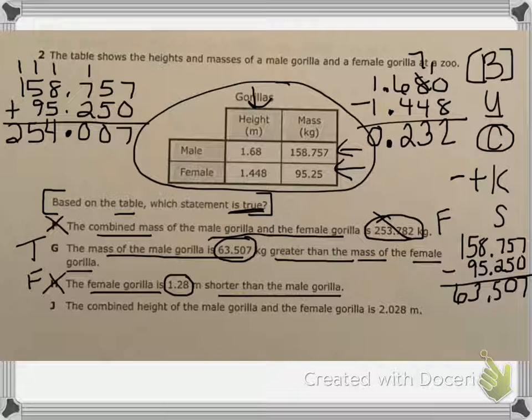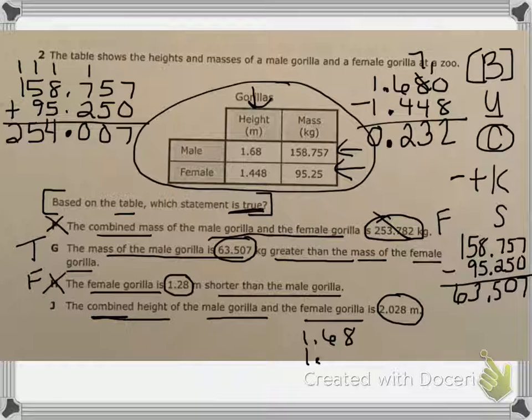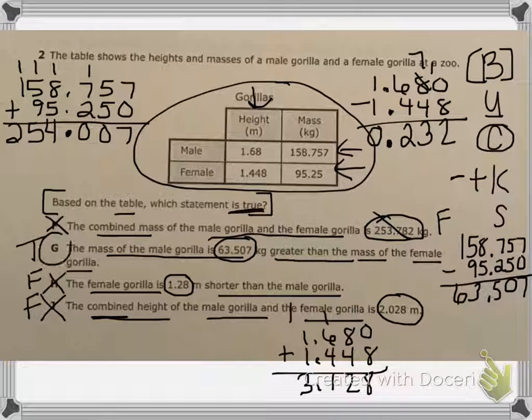that's out. J says the combined height of the male gorilla and the female gorilla is 2 and 28 thousandths meters. Again, the word combined tells us addition. So we're going to add the height. So we're going to go ahead and add the male gorilla's height and the female gorilla's height. Put a 0 above the 8, and then we're going to add 0 plus 8 is 8. 8 plus 4 is 12. 1, 6, and 4. I know the 6 and 1 is 7, so 7 and 4 would be 11. Bring down the decimal. And 1, 1, and 1 is 3. So the combined height is actually 3 and 128 thousandths, which makes that J a false statement. G is the only true statement, so that is our answer.